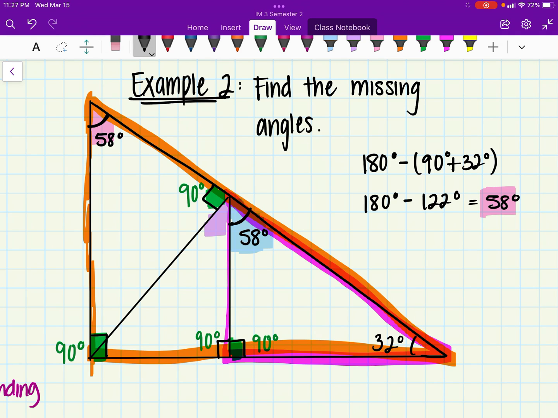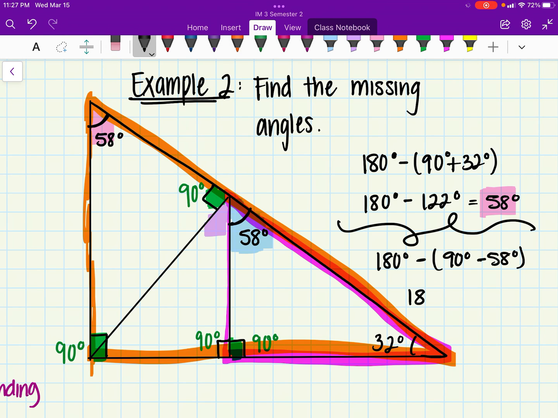Let's go ahead and see. If we want to find the purple, once again, all of that is going to be 180. So let's do a different one here. 180 minus the 90 degrees minus the 58 degrees. That's actually going to be 180 minus, what is that going to be? 148 degrees. So that's going to give us 32 degrees. So that purple angle is actually 32 degrees.